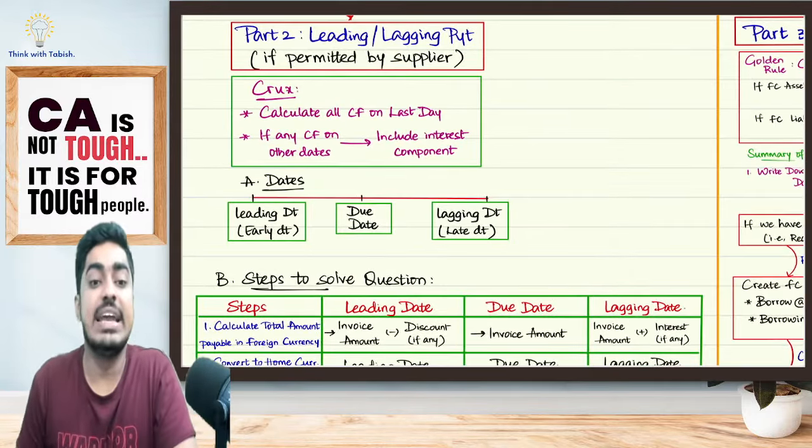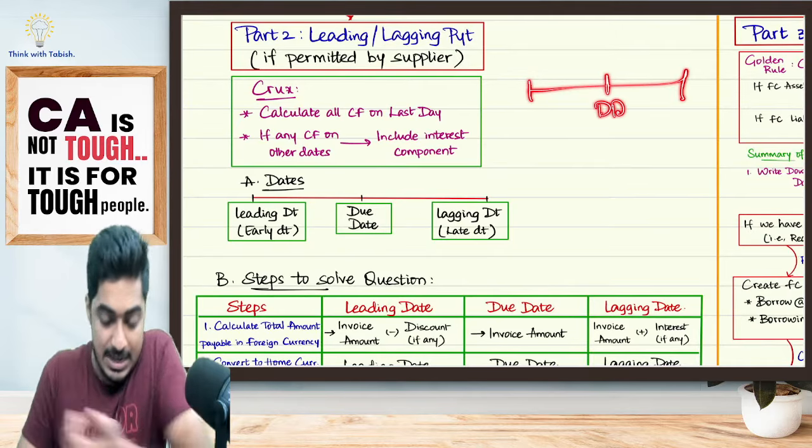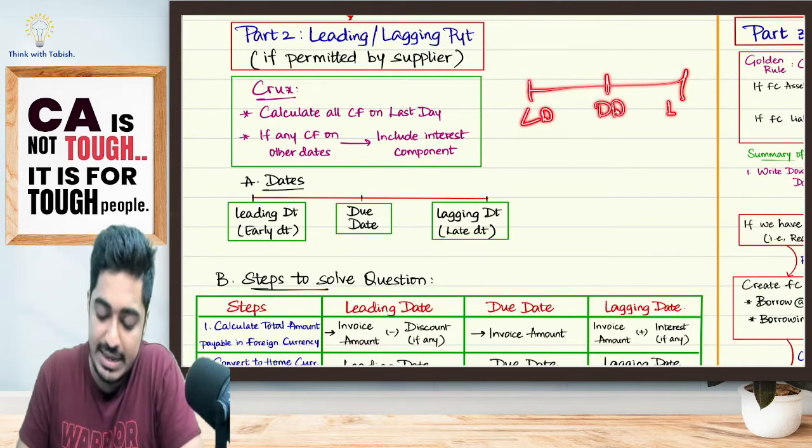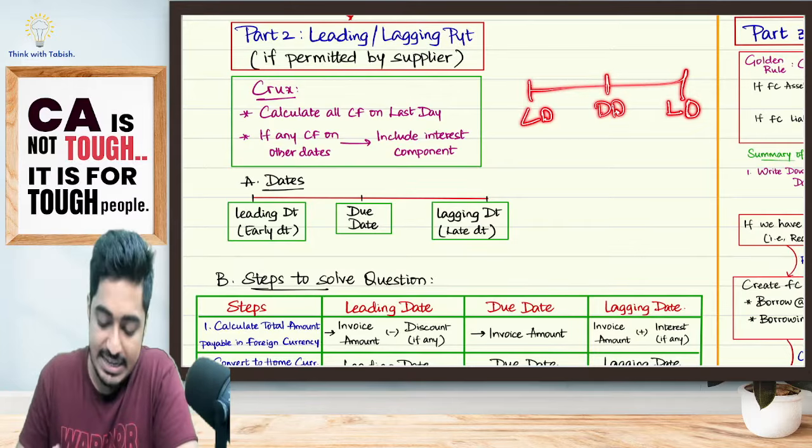Second is leading or lagging payment. I'm having due date. Either I can pay early, leading date, or I can pay late, lagging date. Okay, this is possible only if that option is given by the supplier. In that case, what we are going to do?